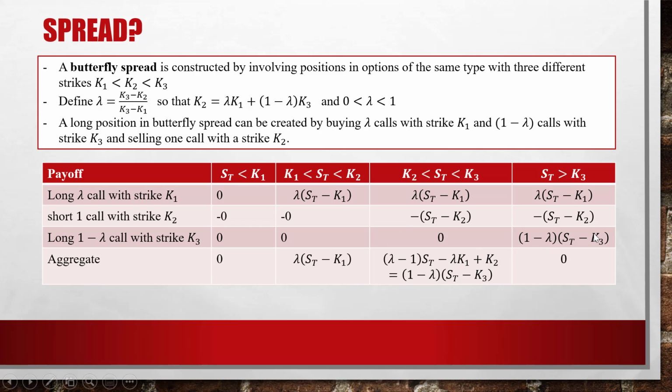And for the last one, when we add them together, they automatically cancel out. So this one should be 0. You can try it. When you add together and use this relation, K2 equals lambda K1 plus (1 minus lambda) K3, this sum should be 0. See that? So the payoff function is a piecewise function consisting of 4 different cases.